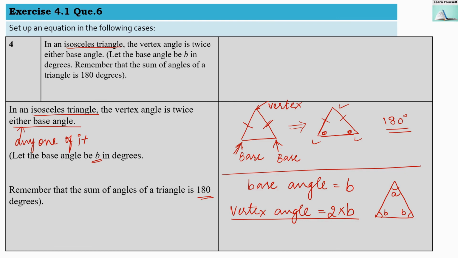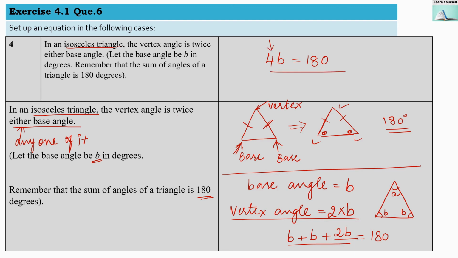Now this equals what? Equals 180 degrees. So we have to write how to add all these angles so that it comes to 180 degrees. Let us write the measure of all these angles. Base angle we know is B. Another base angle we know is B. And the vertex angle is 2 times B. So B plus B plus 2B equals 180. Now these are all B, so we can add them and we will get 4B. So our equation here will be 4B equals 180.